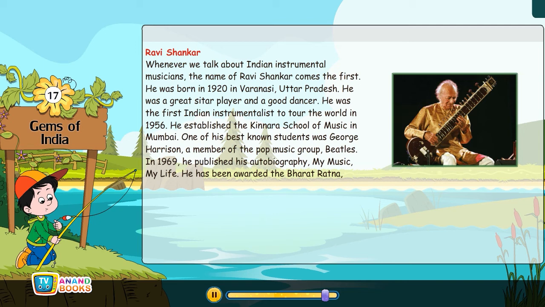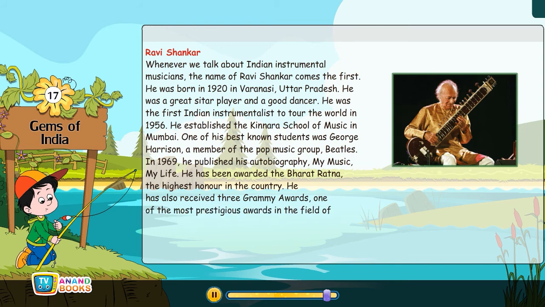He has been awarded the Bharat Ratna, the highest honor in the country. He has also received 3 Grammy Awards, one of the most prestigious awards in the field of music. He died on December 11, 2012 at California, USA.